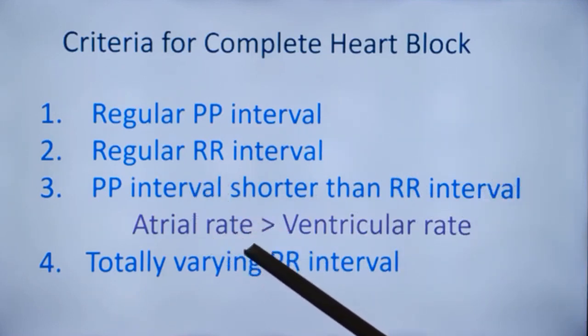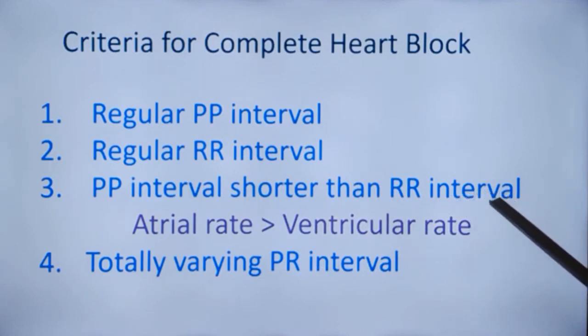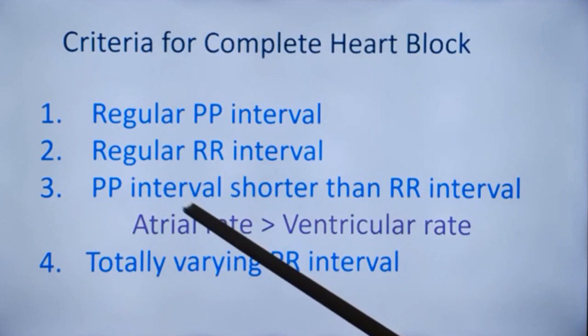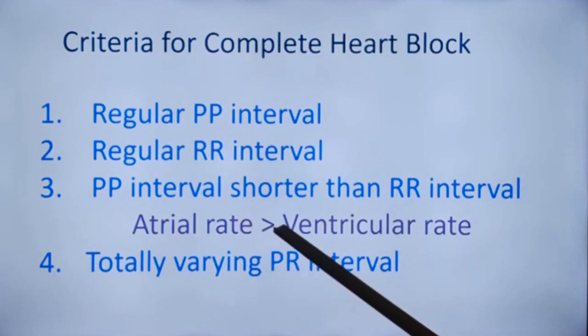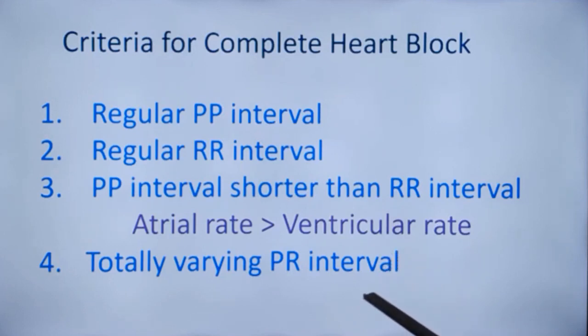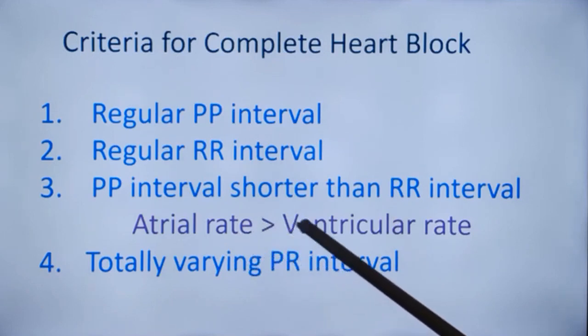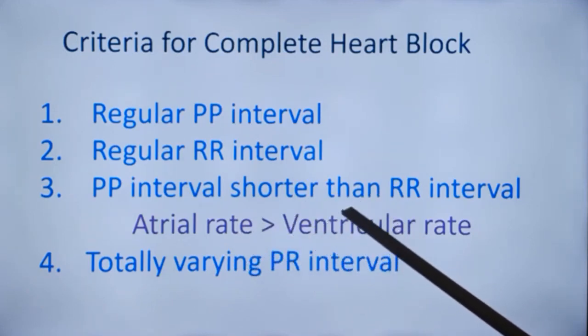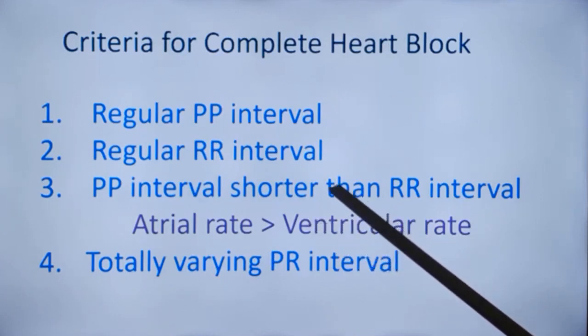And from these 4 criteria, if you change or skip any one criteria, then the condition may be different. For example, instead of PP interval shorter than RR interval, if you have PP interval longer than RR interval and all the other criteria are satisfied, it will not be complete heart block. Instead, usually you will have ventricular tachycardia with AV dissociation. When the PR interval is varying, you have AV dissociation. But when the ventricular rate is more than atrial rate, usually it is a ventricular tachycardia with AV dissociation with ventricular rate more than atrial rate.